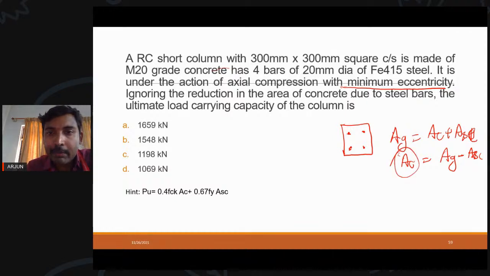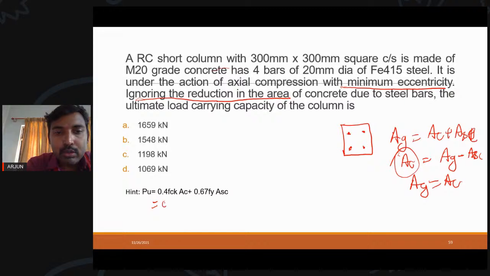Okay. So what they are mentioning is ignoring the reduction in area. So we have to ignore the reduction in area due to steel bars. That means Ag is equal to Ac. So then what is the ultimate load carrying capacity of the column? So in order to do that, substitute everything available: 0.4 into what is the value of fck? fck is given as M20.